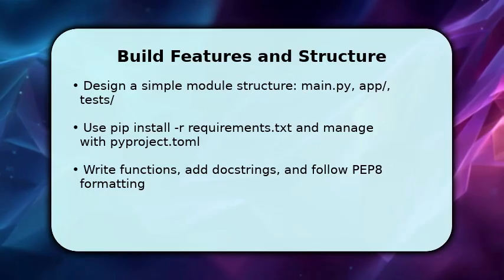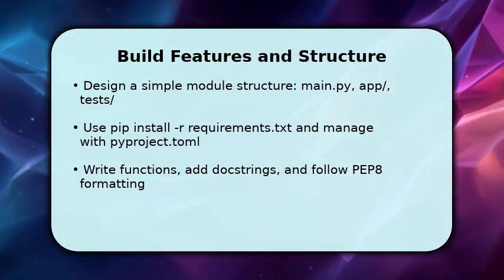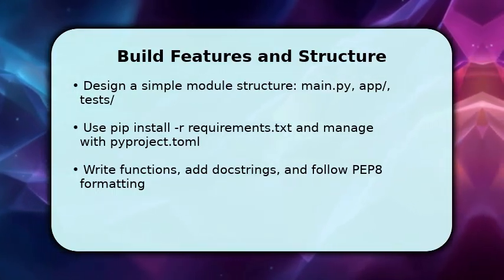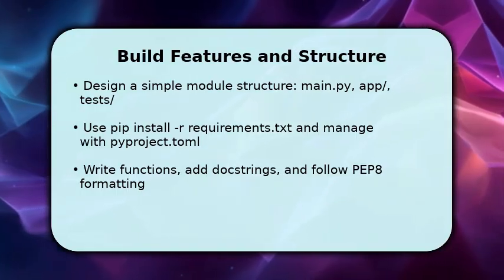You now structure the app. Separate main, modules, and tests so code stays manageable. Once files exist, define requirements and install them with pip install -r requirements.txt, or use pyproject.toml for modern packaging.